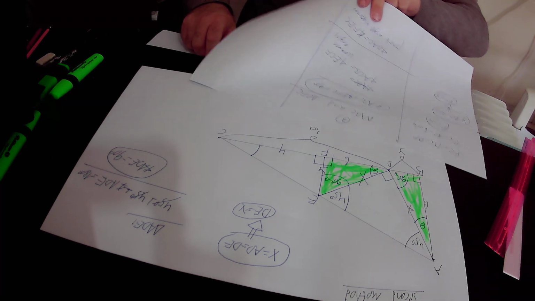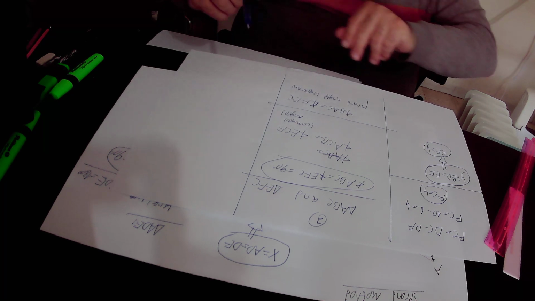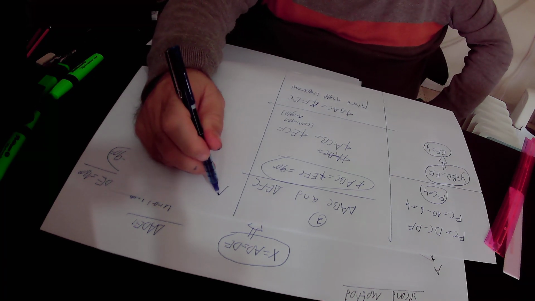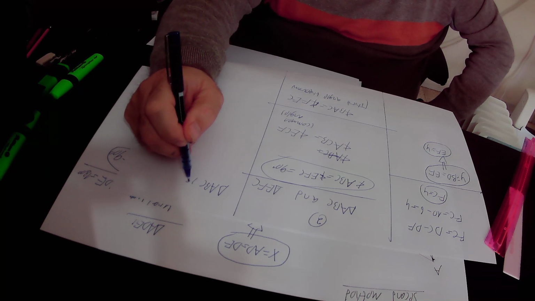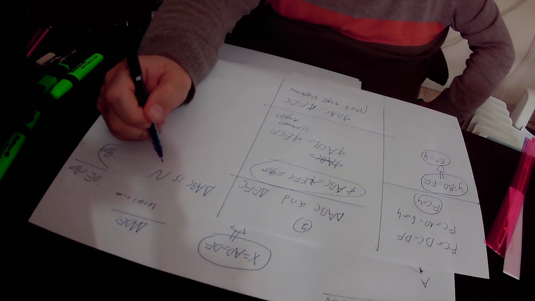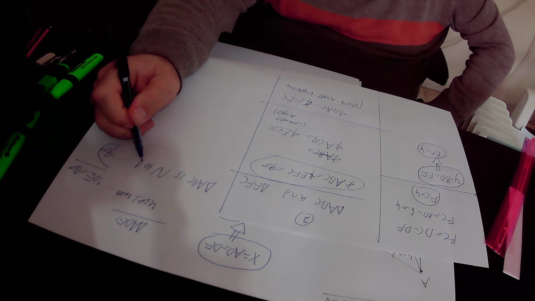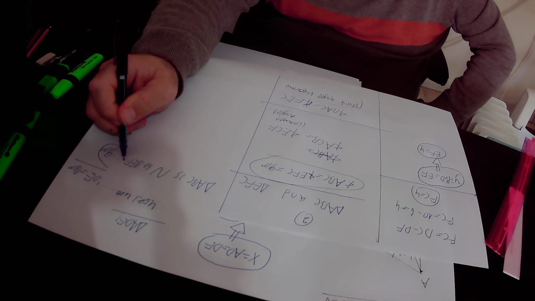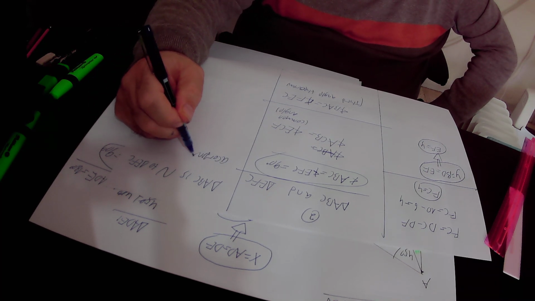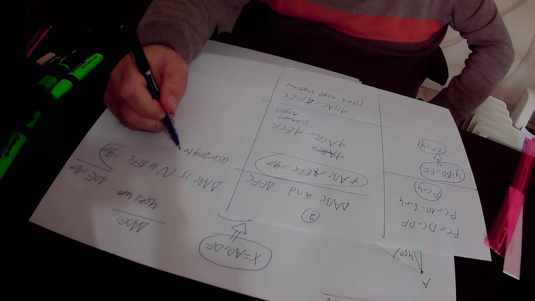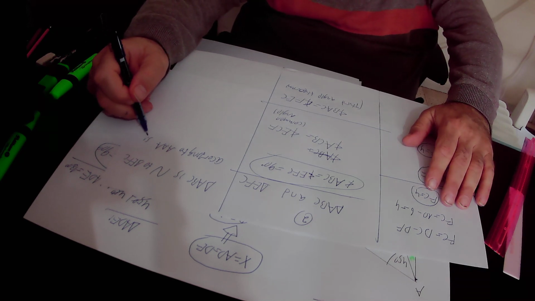So we actually proved that all the angles of triangle ABC are congruent to all the angles in triangle EFC. Therefore, we proved that triangle ABC is similar, this is the sign of similar, to triangle EFC according to the angle similarity rule.